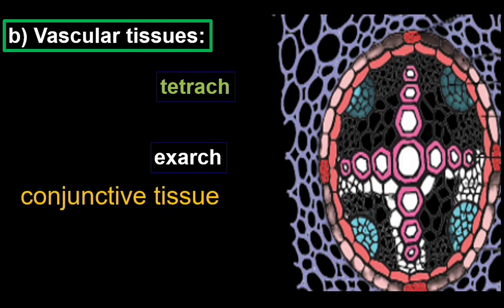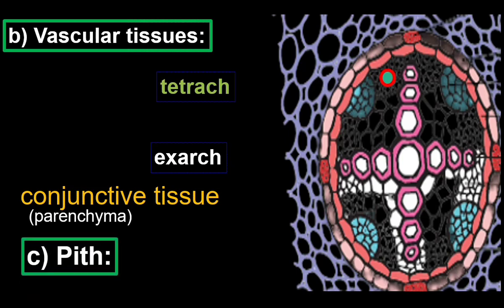In between xylem and phloem, conjunctive tissue is present. Let us see the conjunctive tissue. Here there is conjunctive tissue. Here also conjunctive tissue. Conjunctive tissue is found in between xylem and phloem. Here in the Dicot root, the conjunctive tissue is made up of parenchyma.